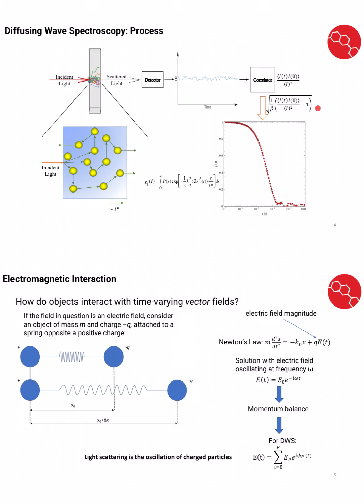So to start our mathematical model, we are going to think of light scattering as the oscillation of charged particles. You can see Newton's law written out where you can see the electric field magnitude, and then the solution with electric field oscillating at frequency omega is given by E of t here, and after a momentum balance I'm not going to get into, we get this bottom expression for our electric field for DWS.